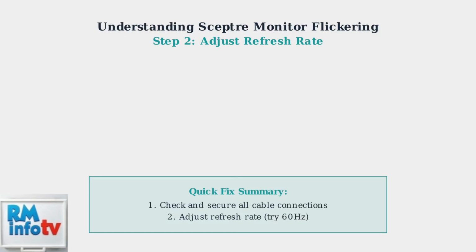If the problem persists after checking cables and adjusting refresh rates, more advanced troubleshooting may be needed. When basic troubleshooting doesn't resolve monitor flickering, we need to explore more advanced solutions. These steps target deeper system issues that could be causing the problem.